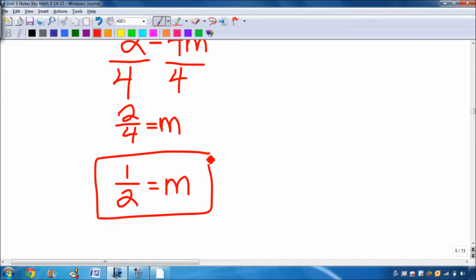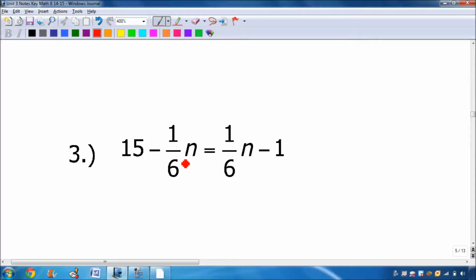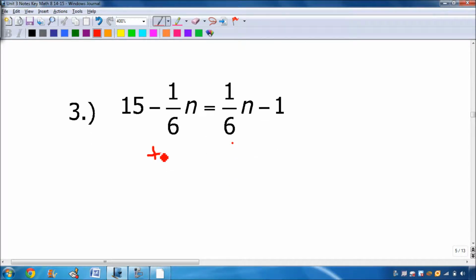Let's take a look at question number 3. We're going to skip number 2 because number 2 is exactly like number 1. Now, in number 3, you have some fractions, right? Don't let the fractions confuse you. So same thing, I'm going to get all my variables together on one side, all my constants together on the opposite side. So looking at this right here, I have more variables on the right side because 1/6 is bigger than negative 1/6. So I'm going to get rid of this negative 1/6 n by adding 1/6 n to both sides. All right?